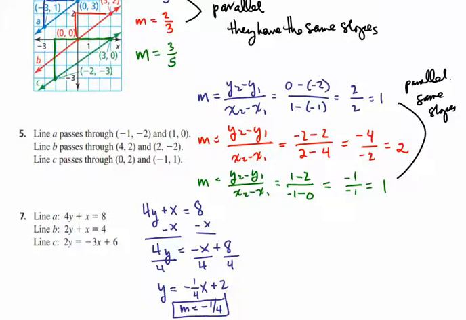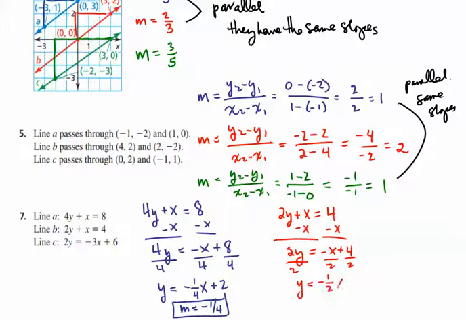All right, second line. We'll use red for that line. So we have 2y plus x is equal to 4. I'm going to subtract x on both sides. I get 2y is equal to negative x plus 4. Divide by 2, divide by 2, divide by 2. I end up with y is equal to negative 1/2 x plus 2. And so the slope of that line is negative 1/2. It is not the same as A, and so it is not going to be parallel with A.